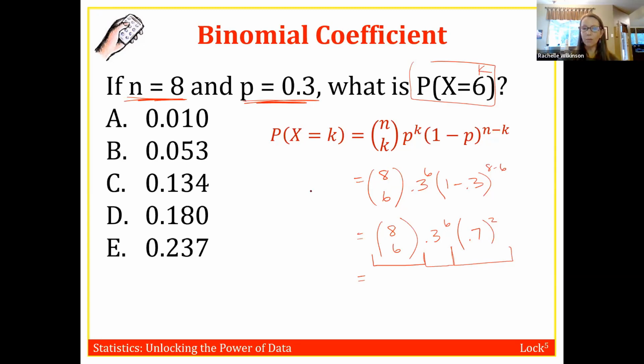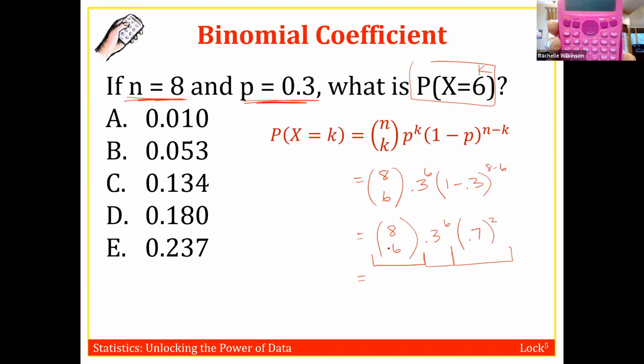Okay, so starting with the first part, I'm going to do 8 choose 6. So on your calculator, do 8 choose 6 and then hit equals. Okay, so far, my calculator says 28. So I did 8 choose 6 and I got 28. Okay, now I'm going to say times. Okay, and notice that that's going to take the answer, the 28 that I already got, and multiply it by what I'm going to put in next. So I hit times, and now I'm going to go 0.3 raised to the 6th power.